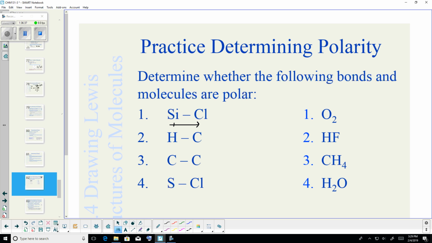If you do the Lewis structure for oxygen, is this bond polar or nonpolar? It has to be nonpolar. It's got an oxygen on one end, oxygen on another end. They're both pulling the same. HF. Polar. Fluorine's a lot more electronegative.